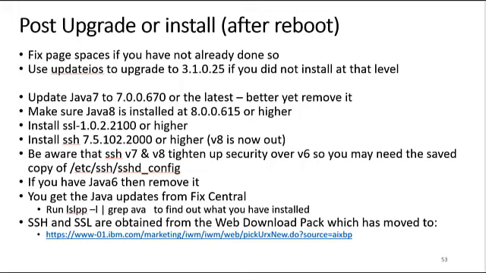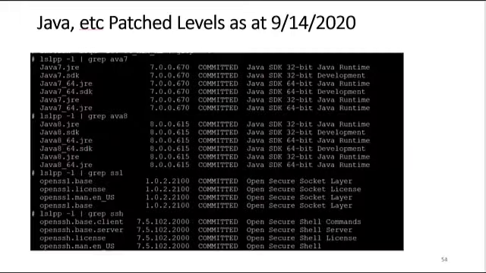They do a lot to tighten up security, so it's always recommended before you update SSH that you save your /etc/ssh/sshd_config. Now, I do those using updateios. I copy all the file sets I need for Java 7 or Java 8, SSL and SSH into a directory, run inutoc, and then I use updateios and point to those. As of September 14th, these were the highest patch levels for the Java's SSL and SSH version 7.